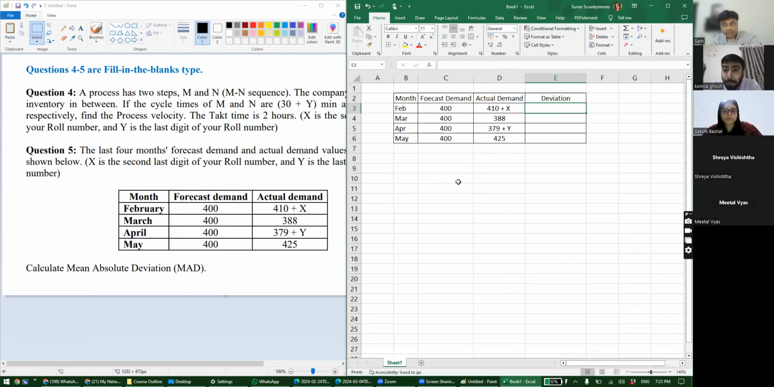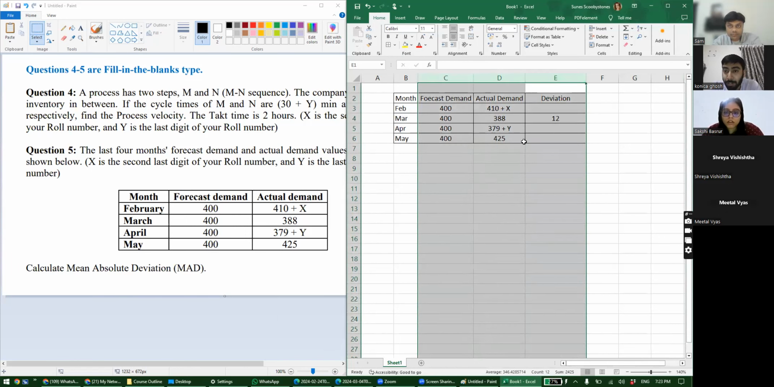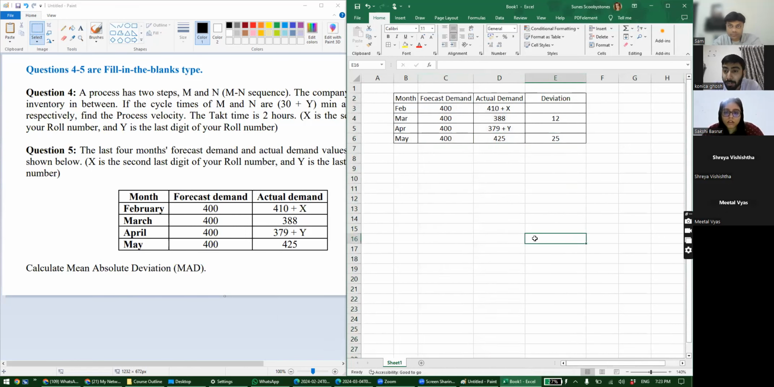So March's and May's is easy. March will be 12. May will be 25. Now let's assume X and Y values, we don't know what they are, but everybody's will be different as per your roll numbers. You can choose any random digit from 0 to 9. I'll choose X equals 5 and Y equals 8.